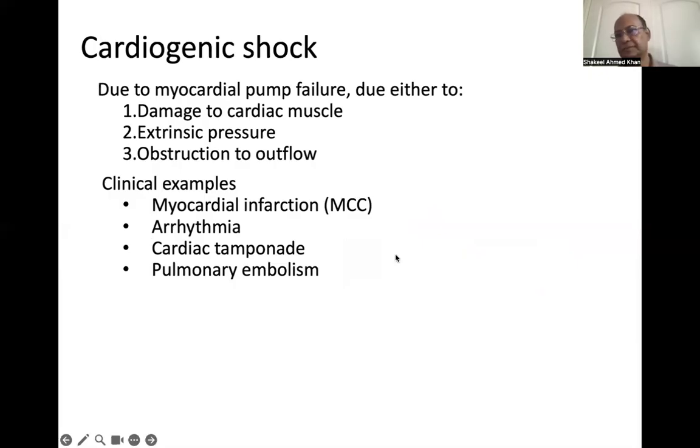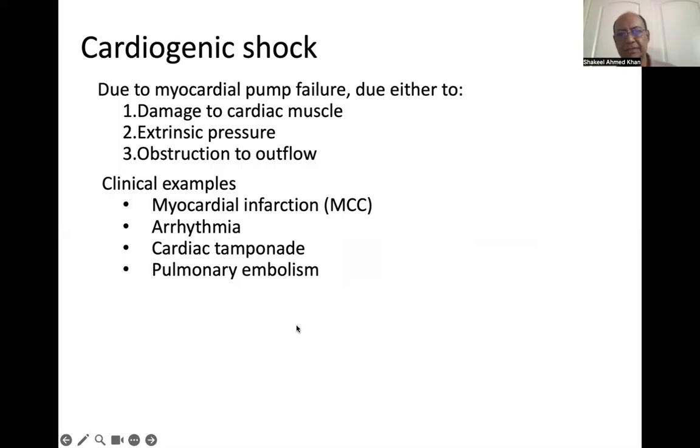Arrhythmias. Why arrhythmias? Arrhythmia means the heart is not pumping very well. For example, the most important cause in arrhythmia, which is an emergency, is ventricular arrhythmias, maybe the severe ventricular tachycardia, very, very severe.